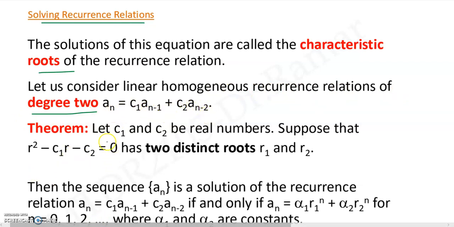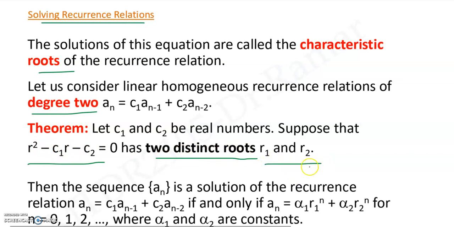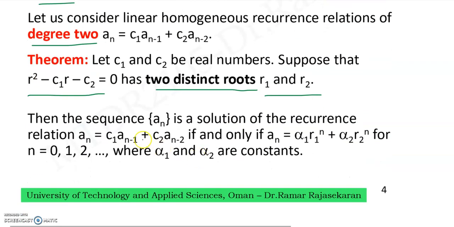Now what this theorem says: suppose we get two distinct roots of this equation. This is the characteristic equation, and this is the given recurrence relation. When we solve the characteristic equation, suppose we get two distinct roots r1 and r2. How to proceed to find the general solution?